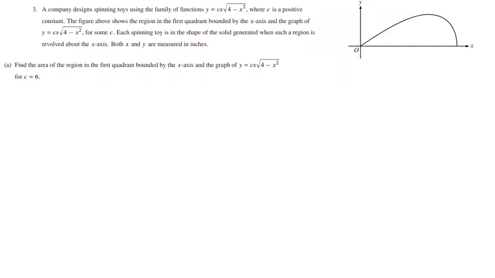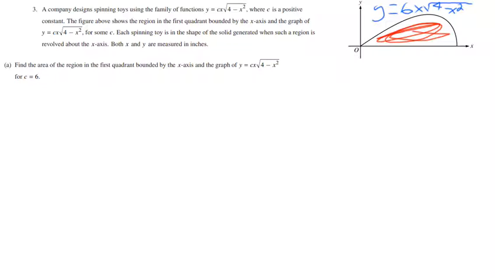We have to find the area of the region in the first quadrant bounded by the x-axis and the graph of this function for c equals 6. So we have a picture here. This is going to be a graph of y equals 6x times the square root, let me bring the square root inside here, square root of 4 minus x squared. So we have to find this area right here.